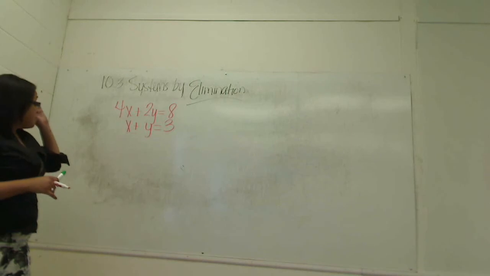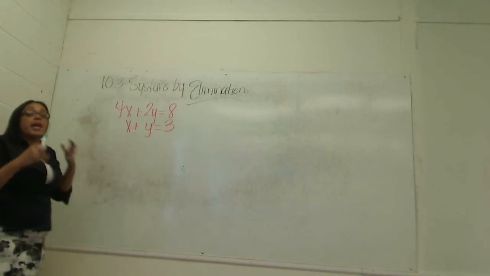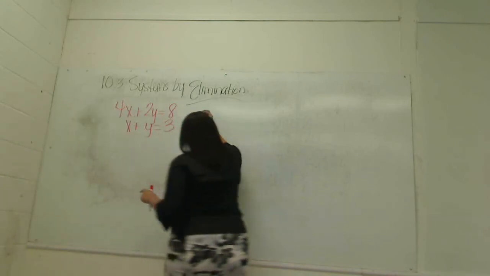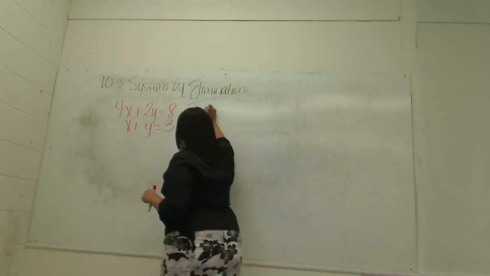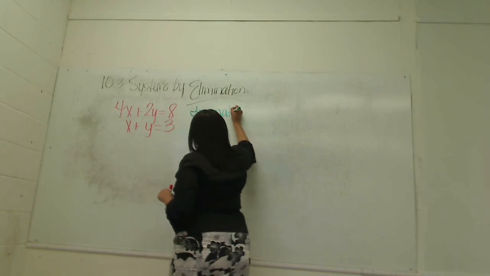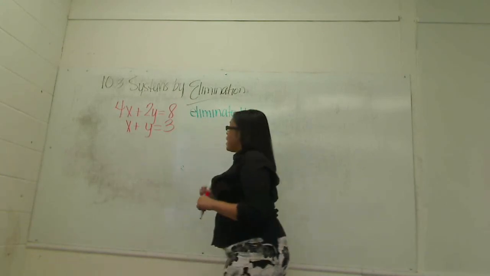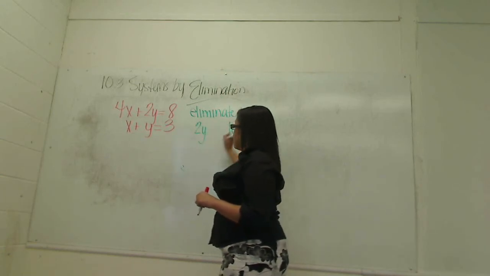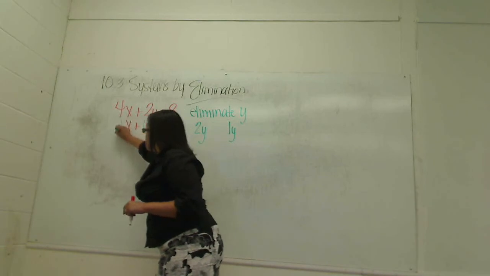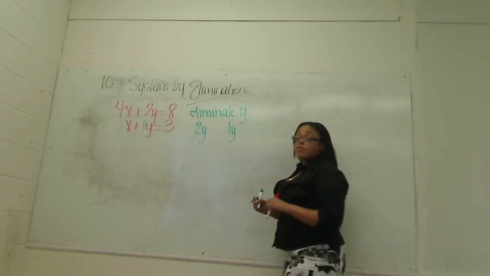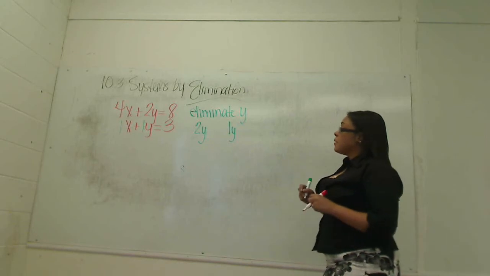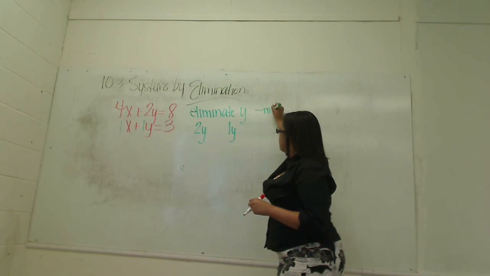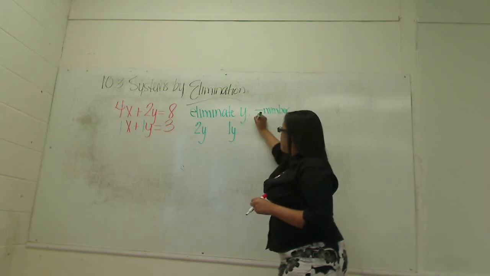What you need to do is say, well, what can I eliminate? Let's say that I want to eliminate y. I have 2y and I have 1y, because you know there's an understood one here and an understood one here, both of which are positive. In order to eliminate y, I have to have a negative number and a positive number.